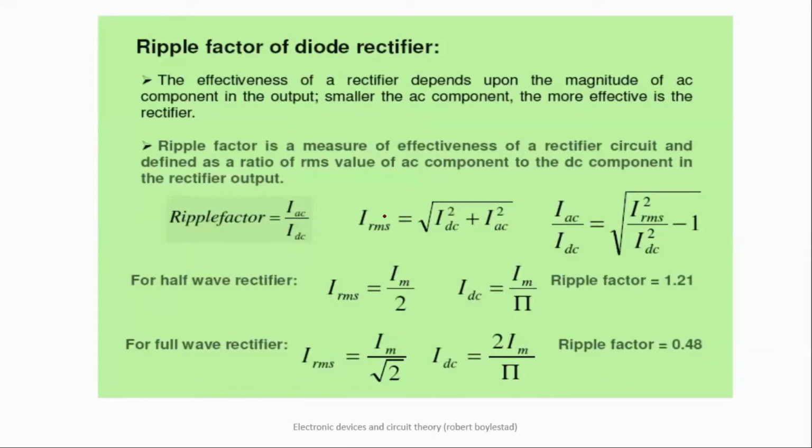This is the last slide regarding ripple factor. It is the measure of effectiveness of a rectifier and is defined as the ratio of the RMS value of the AC component to the DC component. This can be written as the square root of form factor square minus 1. For a half wave rectifier, it is 1.21, and for a full wave rectifier, it is 0.48. That means the full wave rectifier has a lower ripple factor.